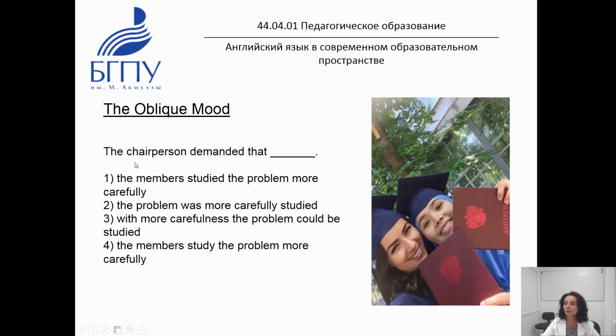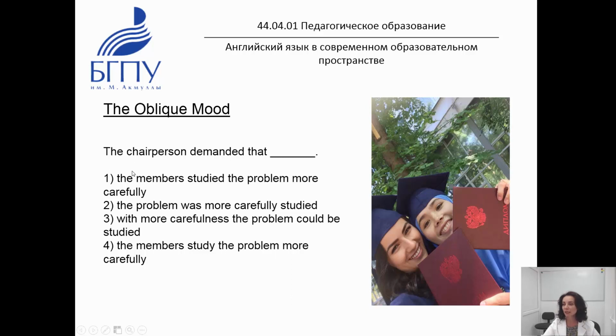Here, for example, the chairperson demanded that the members study the problem more carefully. We've got the simultaneity in the past, demanded. Then, if we change the tense of the main clause, like the chairperson demands, the continuation will be the same, that the members study the problem more carefully, and the simultaneity will already be in the present. The same concerns the future tense.